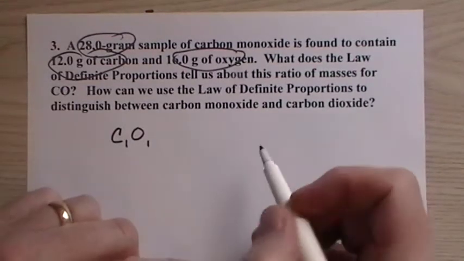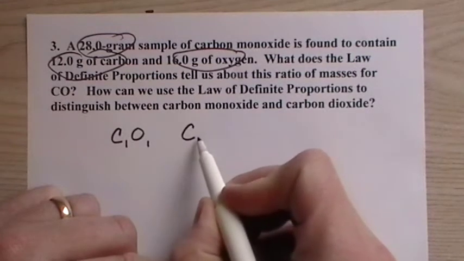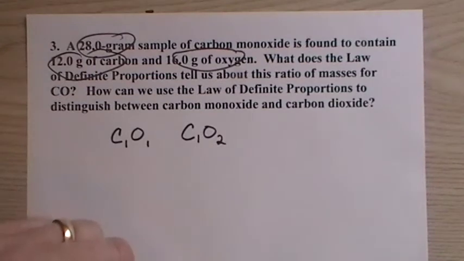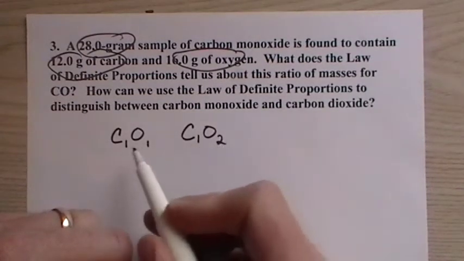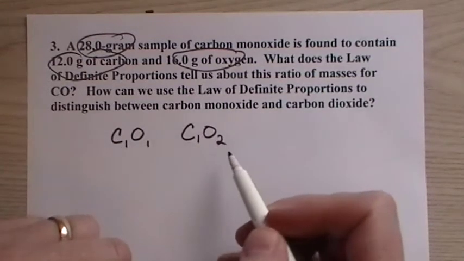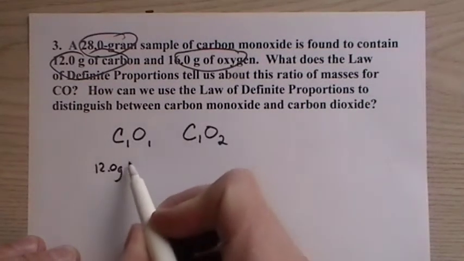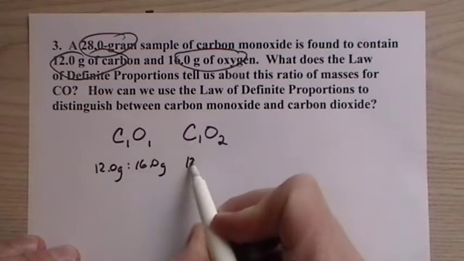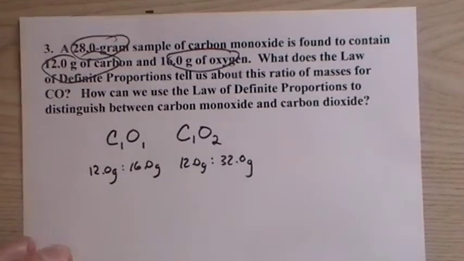then their ratio of masses must be the same. So now the law of definite proportions allows us to determine why there are two different compounds here of carbon and oxygen. The difference here is the number of atoms that are present. It's 1-to-1 carbon oxygen, 1-to-2 carbon and oxygen for carbon dioxide. So this is 12 grams to 16 grams, and this would be 12 grams to 32 grams by mass.